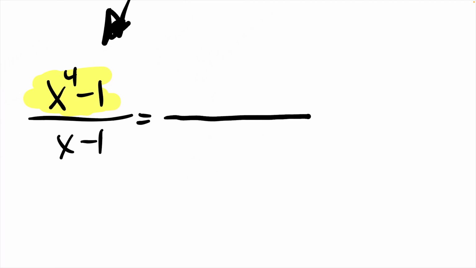The second question I ask is, is it a difference of squares? Difference of squares means I can rewrite it in the form a squared minus b squared. So can I rewrite it like that? What would go here? 1. If that's true, then it's a difference of squares. So what would it factor to? It would factor to x squared plus 1 and x squared minus 1. Okay, so let's rewrite it like that.